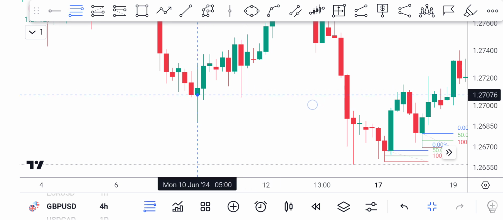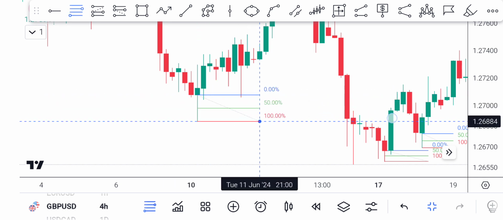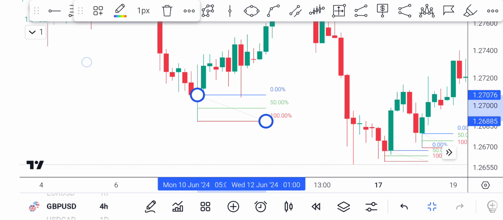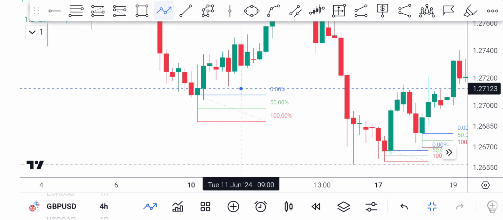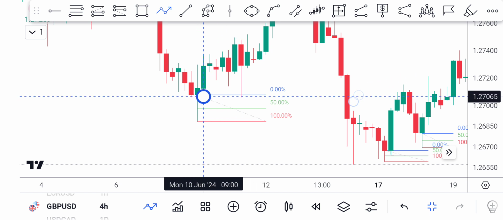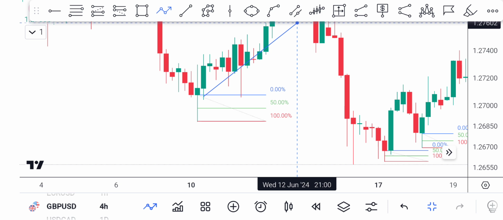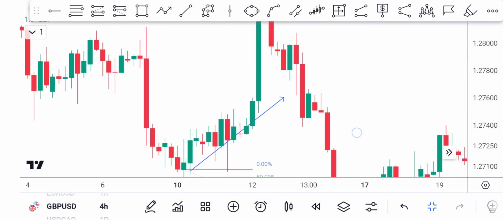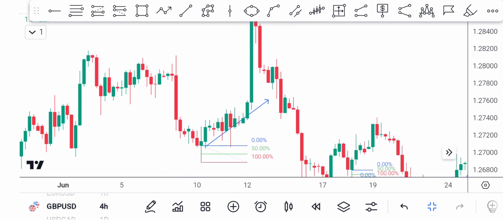This is a bullish rejection block right here. Now study how price never traded below this rejection block. It just traded to its upper quadrant and its open, and then we saw this massive buy from there. So rejection blocks are very powerful. Look at how we had a very massive buy.